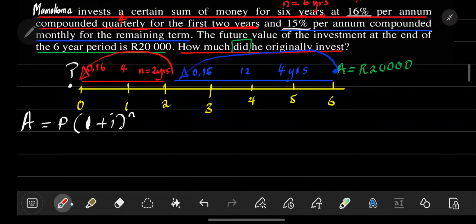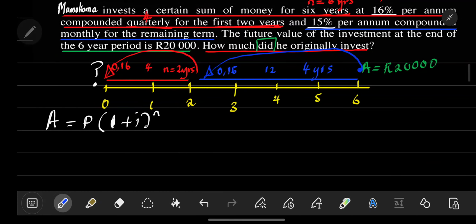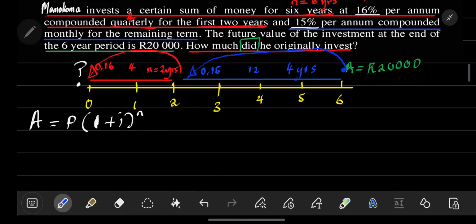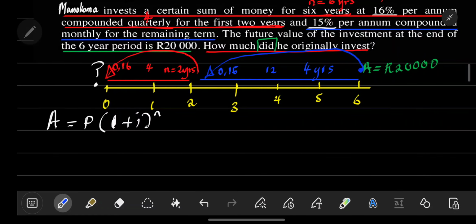Okay, so a quick one, let's do a blue transaction. So for a blue transaction, what will be our A there? Our A is going to be 20,000. Our A is simply 20,000, right? It is equals to P, which we are looking for, and 1 plus.